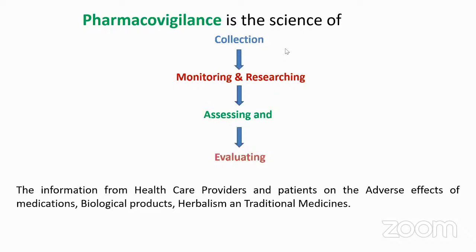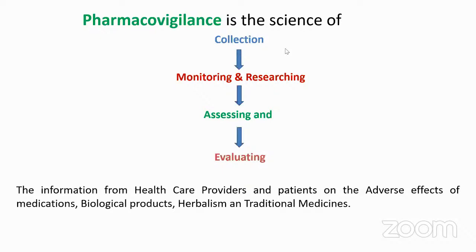We collect the information from healthcare providers and patients on the adverse effects of medications, biological products, herbals, and traditional medicines. Today we have so many therapies: chemotherapy, allopathy, Ayurveda, homeopathy, and all that. In all fields, pharmacovigilance exists. So initially we collect the information from healthcare providers, whether it may be a physician, a nurse, or a pharmacist, or from patients on adverse effects.